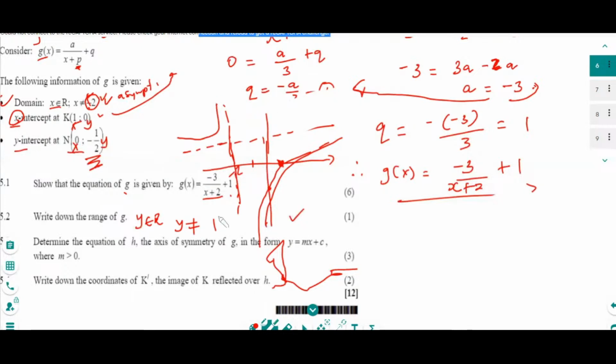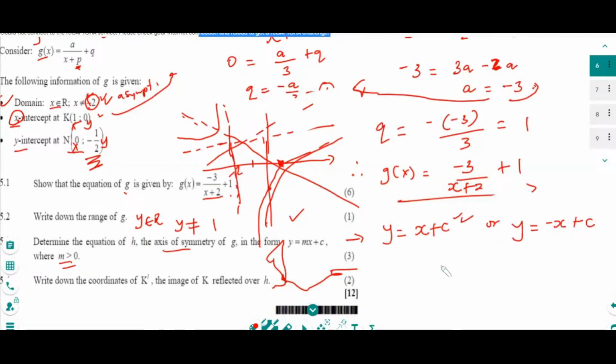And then 5.3, they're asking us for the equation of the axis of symmetry. So we have 2 axes of symmetry, 2 lines that divide this graph equally. One is usually given as y equals x plus c, with a positive gradient, and then we have another one, y equals negative x plus c. In this case, they're focusing on the one with the negative gradient, so we're going to look at something like this.